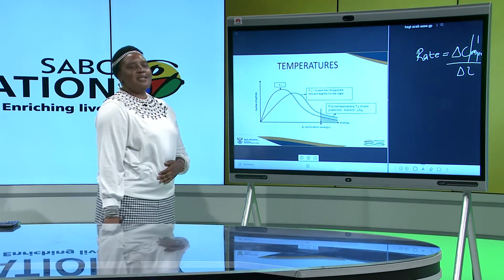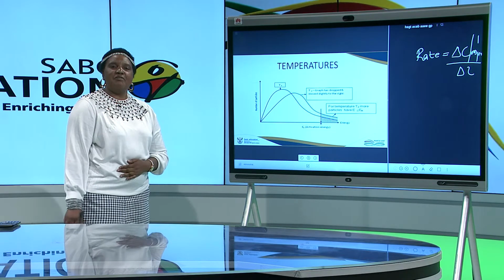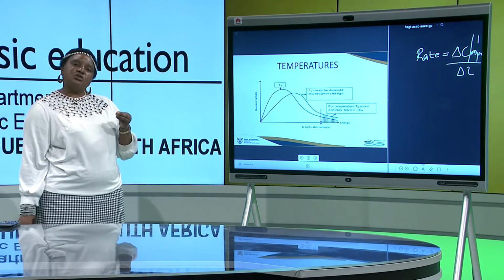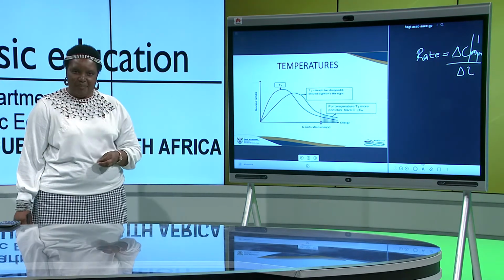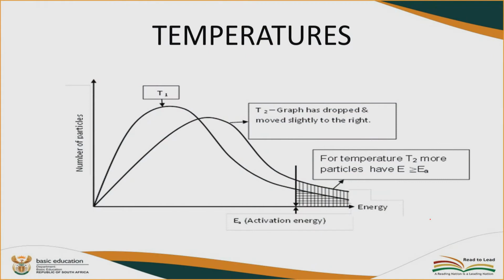Now, let us deal with the Maxwell distribution curve. Like I said, you are going to have the graph in your examination. In the Maxwell distribution curve, there are only going to be 3 factors that are examinable: temperature, concentration, and the catalyst.